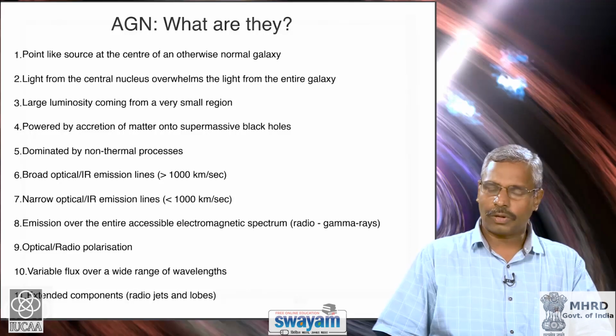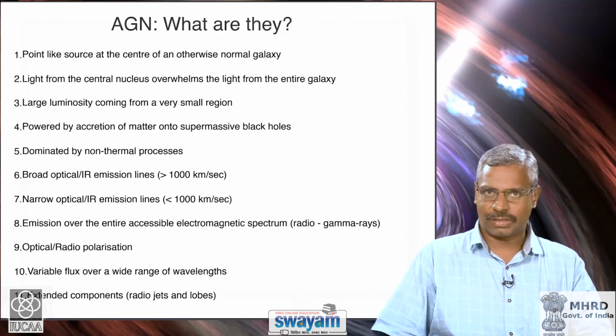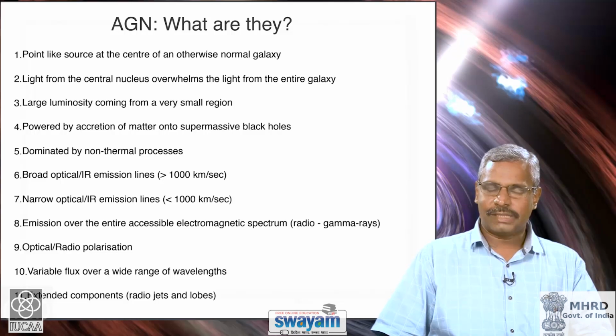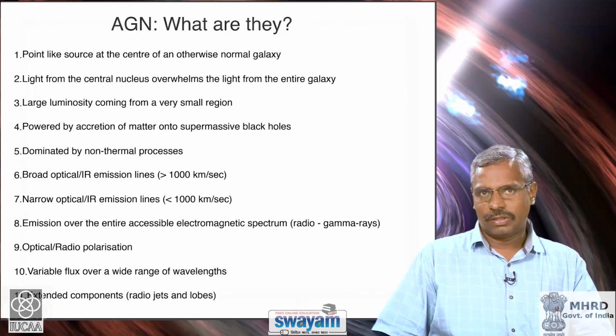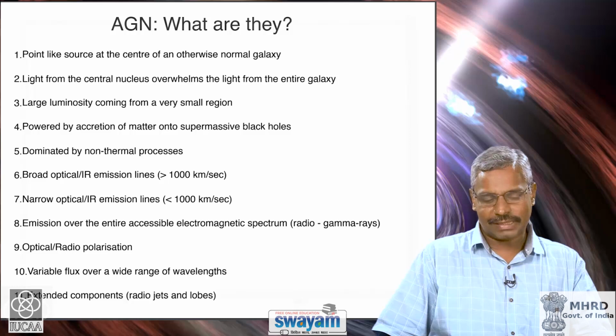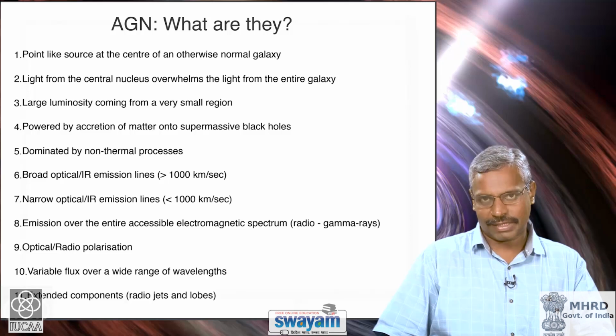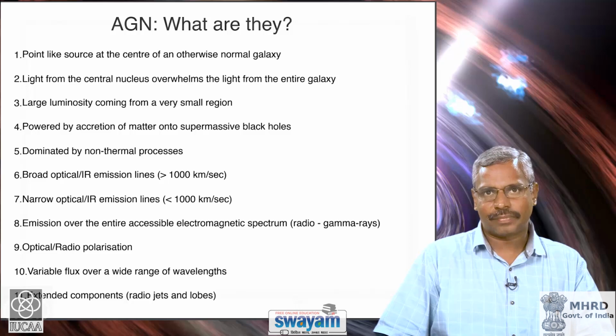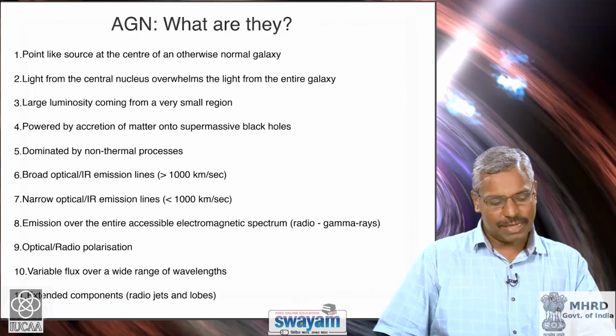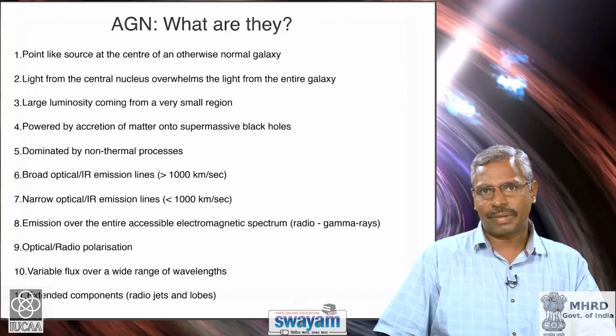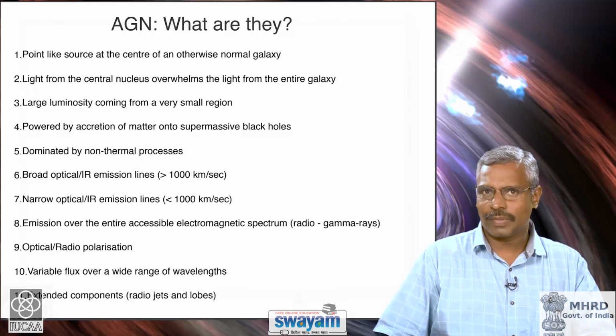We all know about normal galaxies. A galaxy is nothing but a collection of billions of stars. So, this is the case of a normal galaxy. Apart from these normal galaxies, there are certain kinds of galaxies which are active. Active in the sense that the nucleus of the galaxy emits an enormous amount of radiation which outshines the light coming from the entire galaxy, and such a large luminosity is coming from a very small region in the center of the galaxy.